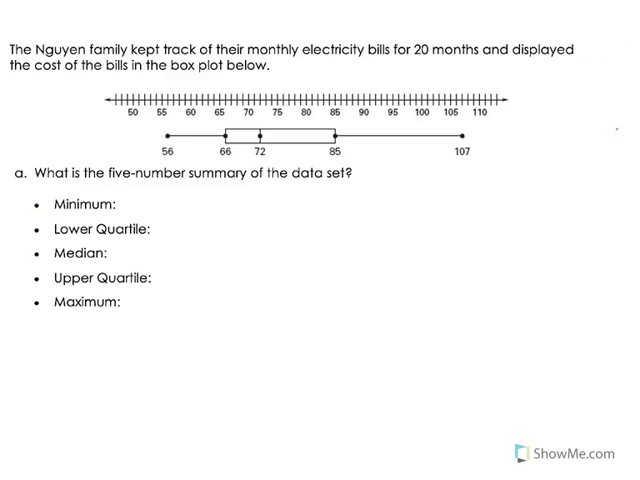So when looking at this data display, I see that the smallest value given to me is 56. So that means my minimum, or my minimum extreme, is 56. I know that my maximum is going to be the furthest number to the right of this data display, and that is 107.